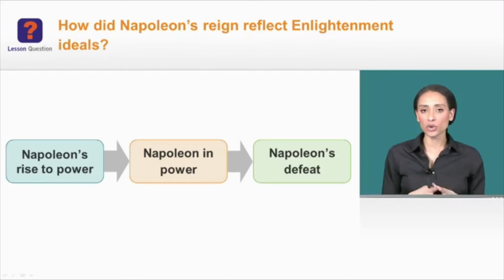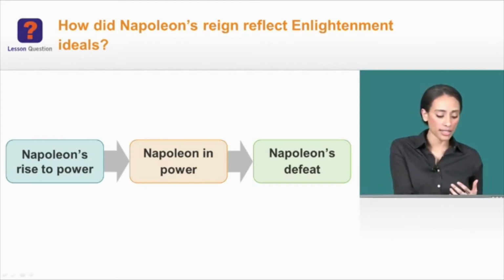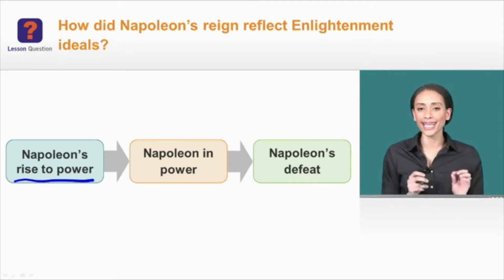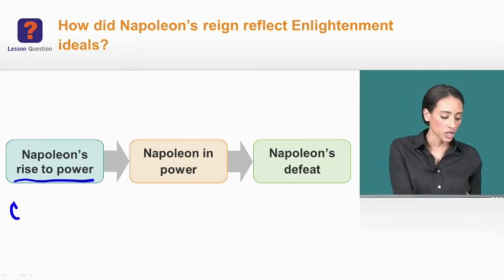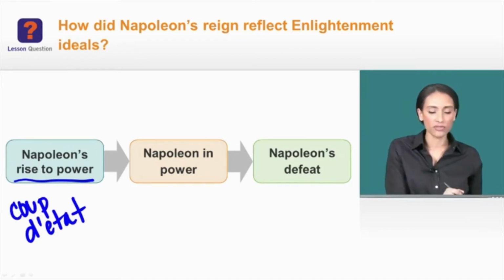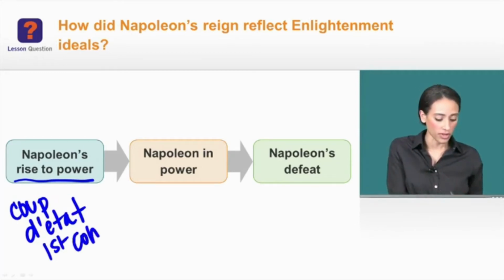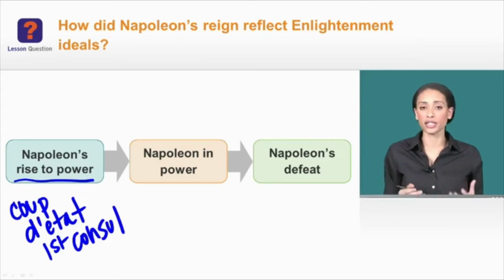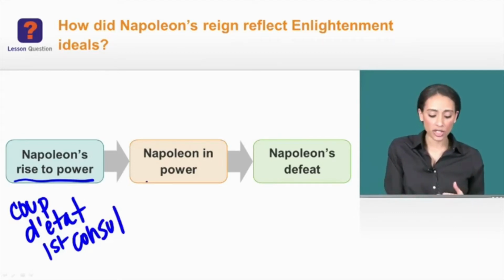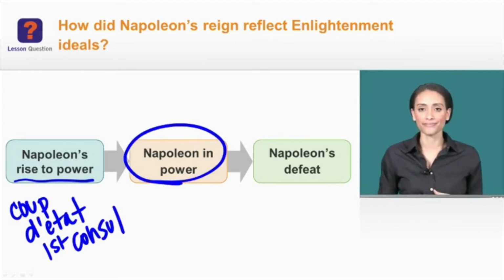In this lesson, we're exploring the question, how did Napoleon's reign reflect Enlightenment ideals? And we know that in rising to power, Napoleon uses that key Enlightenment ideal of overthrowing a government that is not protecting the rights of the people. And he uses something called a coup d'etat, forcible removal of government, to establish himself as the first consul in a new military dictatorship. Now let's move on to look at how Napoleon governs.